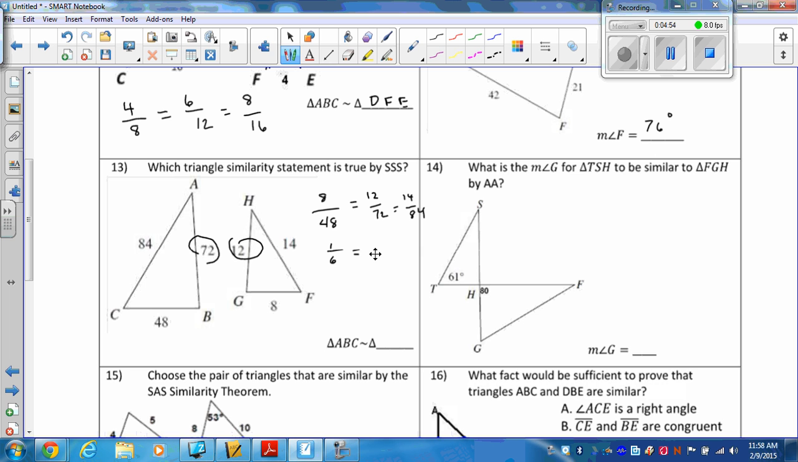So this is also going to reduce to 1/6, and this is going to reduce to 1/6. So these are similar by side, side, side. So that means that the angles have to match up. So if we start with 8 is to 48, so 8 has to go to this one, and H has to go to A, and F has to go to C.